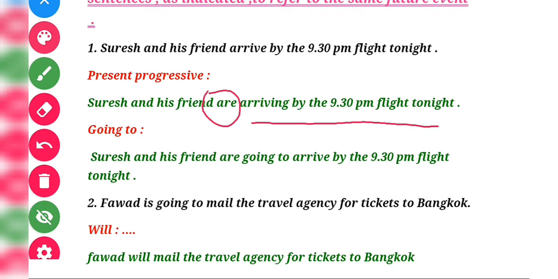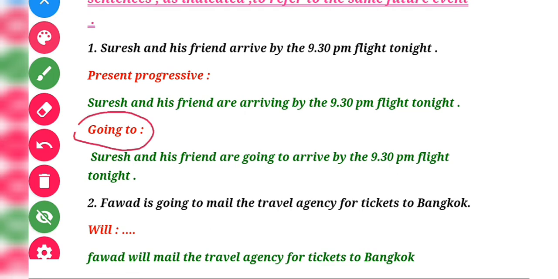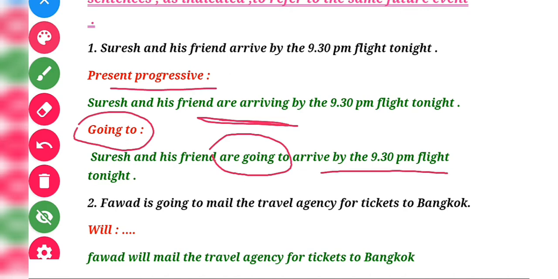Clear? Now in this sentence we are going to have again a form, that is the going to form, which we have read in present tense in your syllabus book. So going to form, as it is, we will use in a sentence. So what it would be, it's very simple. Suresh and his friends are going to arrive. See that arriving, when we use present progressive, going to is also a type of present progressive tense that is used for showing future events. So they both are going to arrive by the 9:30 PM flight tonight.